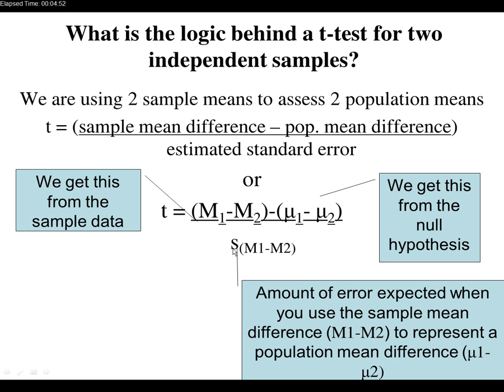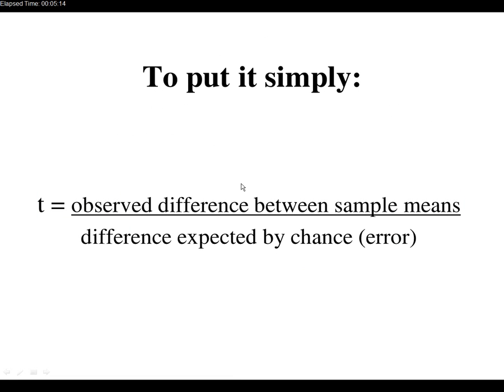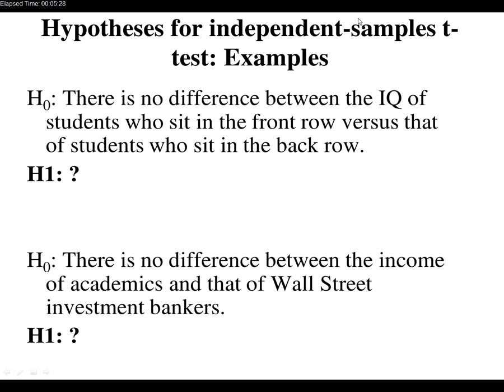We get this from the sample data, we get this from the null hypothesis, and the amount of error expected when you use a sample mean difference M1 minus M2 to represent a population mean difference. Okay, sorry about that. This is simply the t equals observed differences between sample means, divided by the difference expected by chance. And these are the hypotheses for independent samples t-test.